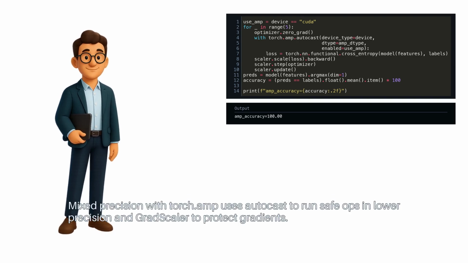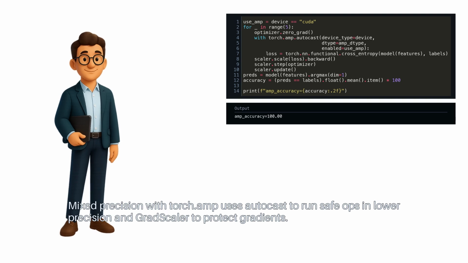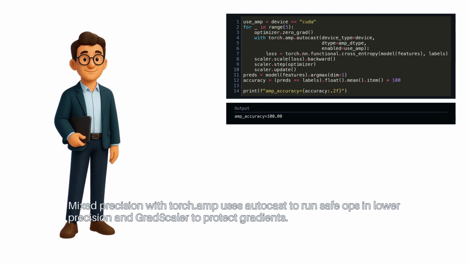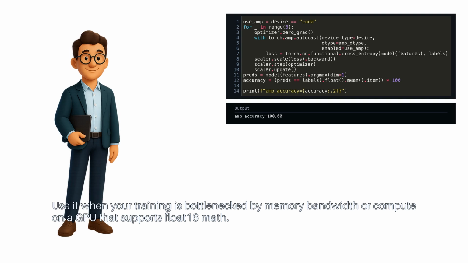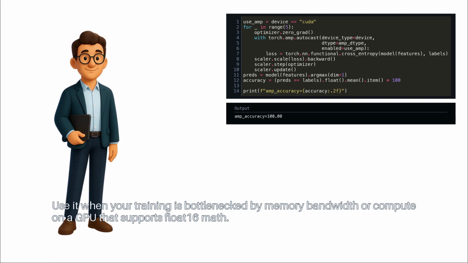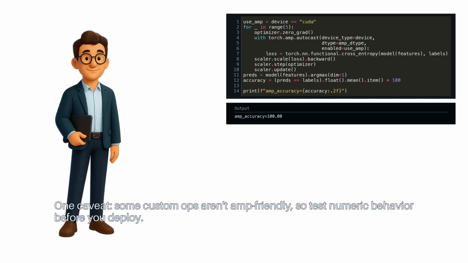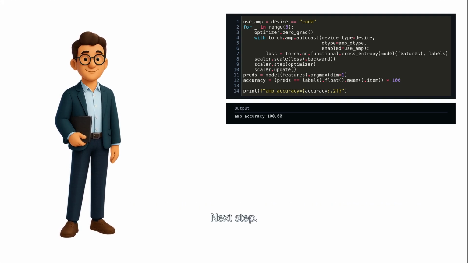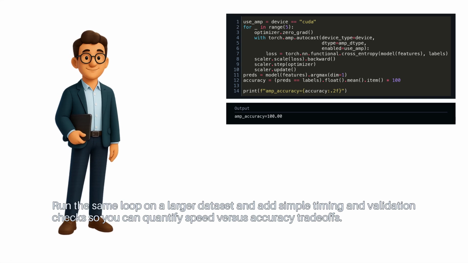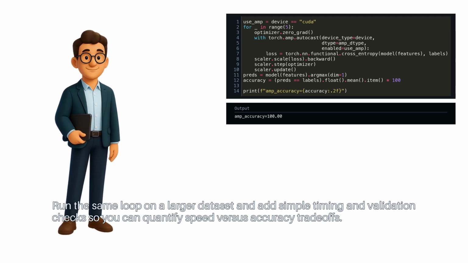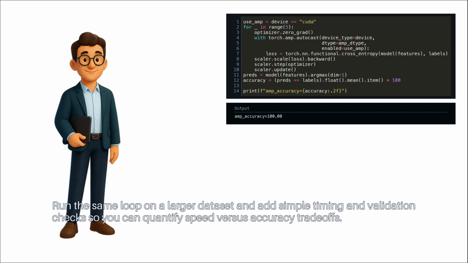Mixed precision with torch.amp uses autocast to run safe ops in lower precision, and GradScaler to protect gradients. Use it when your training is bottlenecked by memory bandwidth or compute on a GPU that supports float16 math. One caveat: some custom ops aren't AMP friendly, so test numeric behavior before you deploy. Next step: run the same loop on a larger dataset and add simple timing and validation checks so you can quantify speed versus accuracy trade-offs.